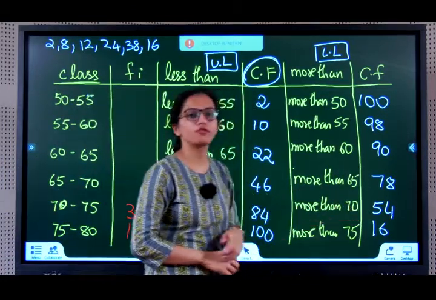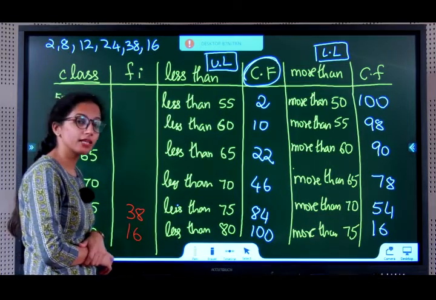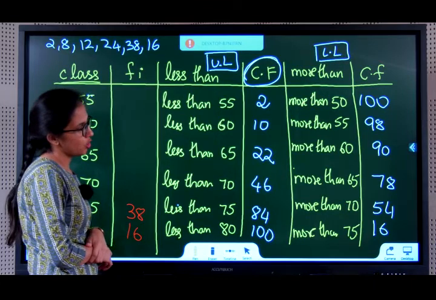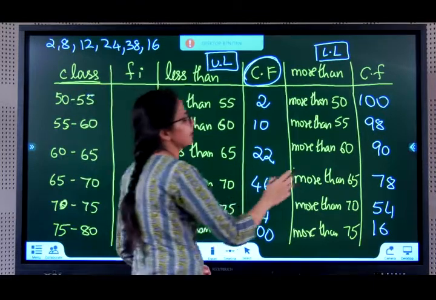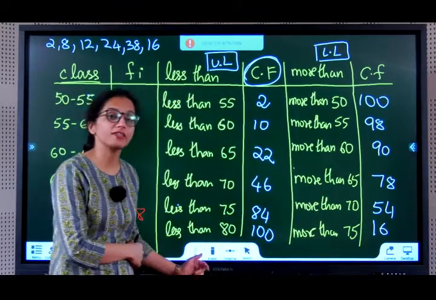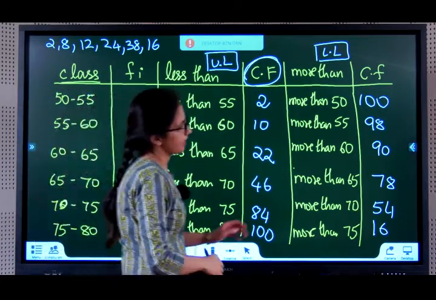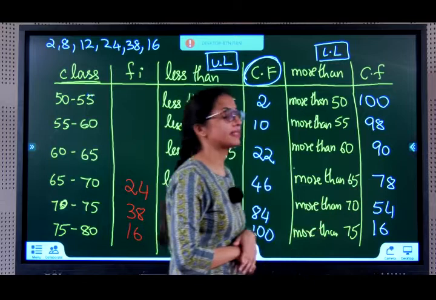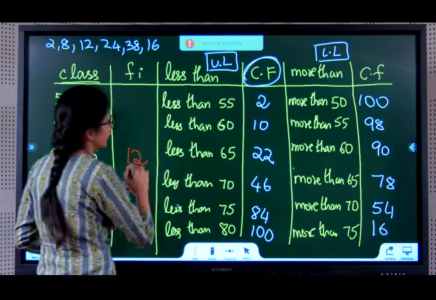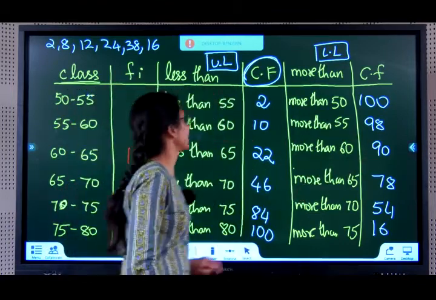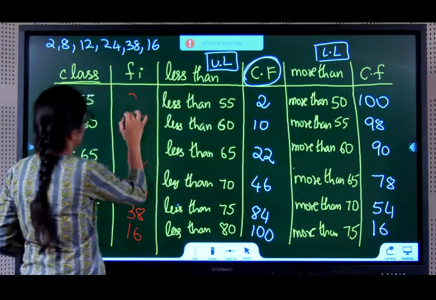78 minus 54. 78 minus 50, 28. 28 minus 4, 24. Next, 90 minus 78. 90 minus 70, 20. 20 minus 8, 12. 98 minus 90, 8. 100 minus 98, 2.